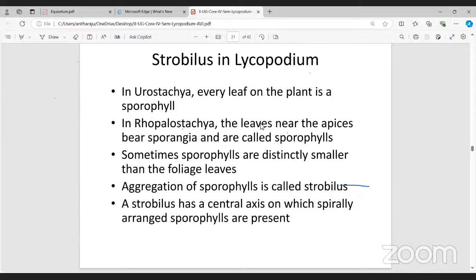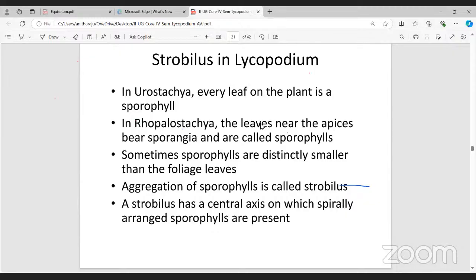Sometimes the sporophylls are distinctly smaller than the foliage leaves. I already told you, foliage leaves are larger and perform photosynthesis. Yesterday itself, I told you the aggregation of sporophylls together is called a cone. Aggregation of sporophylls, a group of sporophylls.